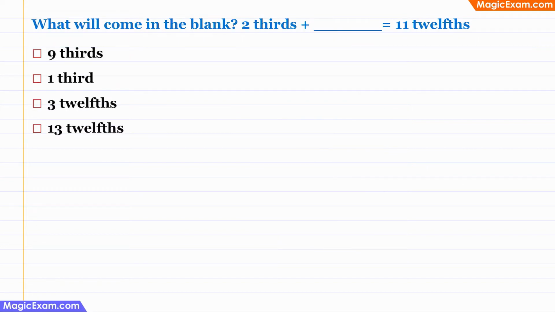What will come in the blank? 2/3 plus what is 11/12. Now, to solve this, we should first write it down in the form of a proper equation. So 2/3 plus something is equal to 11/12. Now, the easiest way of solving this is if we convert 2/3 into the same denominator, that is into 12, then we'll be able to identify what should come here in the question mark.